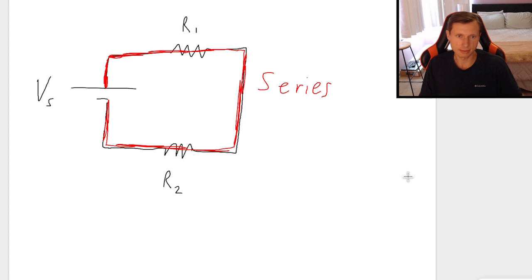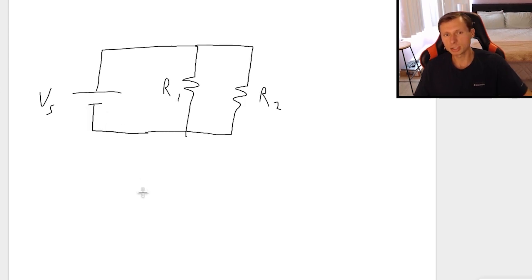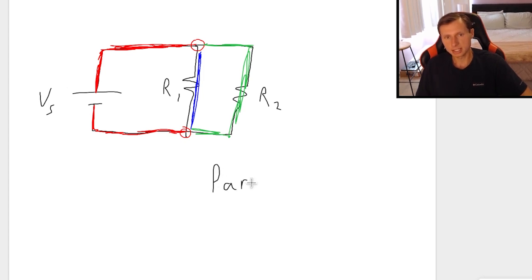Series means one path. And then conversely, if I wanted to draw parallel, this is an example of parallel. Not just because the resistors are literally parallel to each other, I don't care about that. Parallel means more than one road I can go down. So again, if I'm the electron traveling down this path, I get right here, I see there's a fork in the road. I can take the blue path through R1, or I can take the green path through R2, and then eventually they meet up over here, and then it's kind of the red path again, actually. So again, this is an example of parallel because I have multiple roads I can go down.